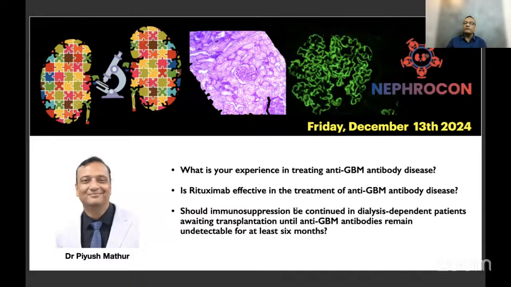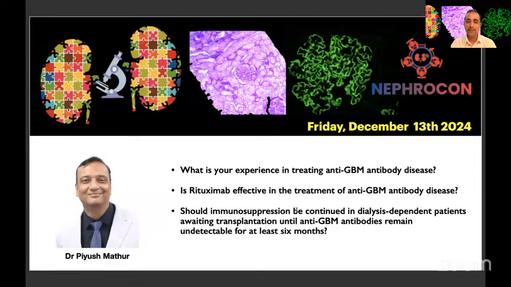This point of giving rituximab is another indication for giving rituximab. If the titers are not coming down even after giving conventional immunosuppression, then rituximab is considered to be a good drug in bringing down the titers while waiting for transplant. That's perfect. Next slide, please.